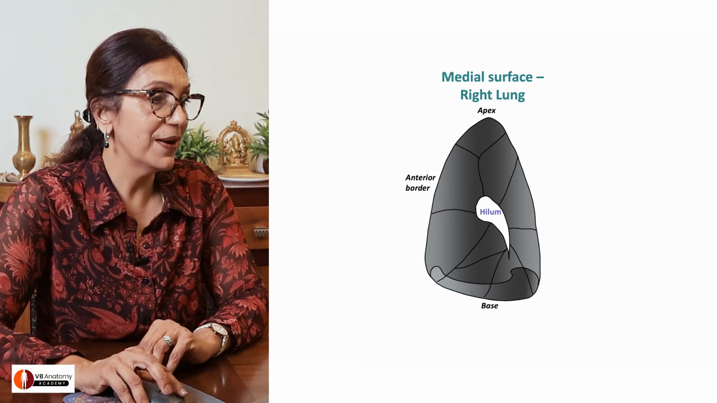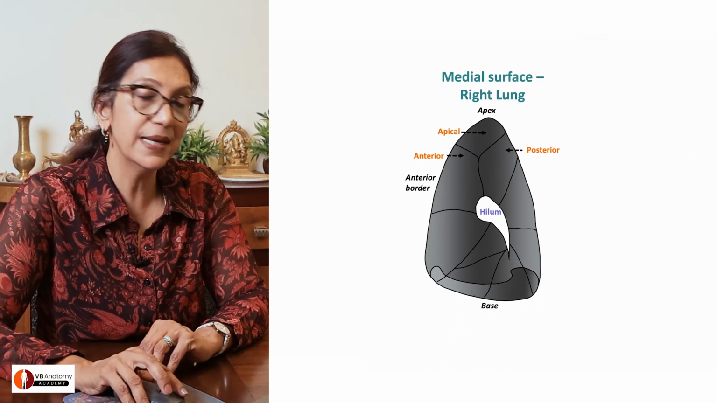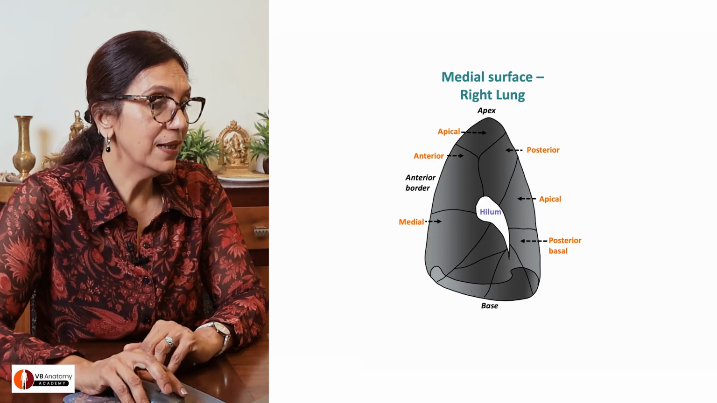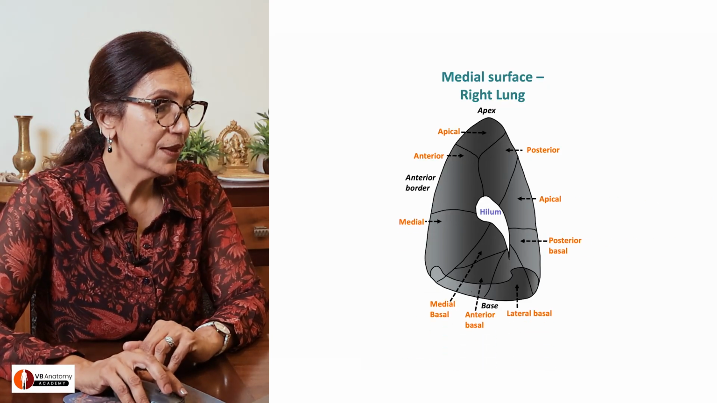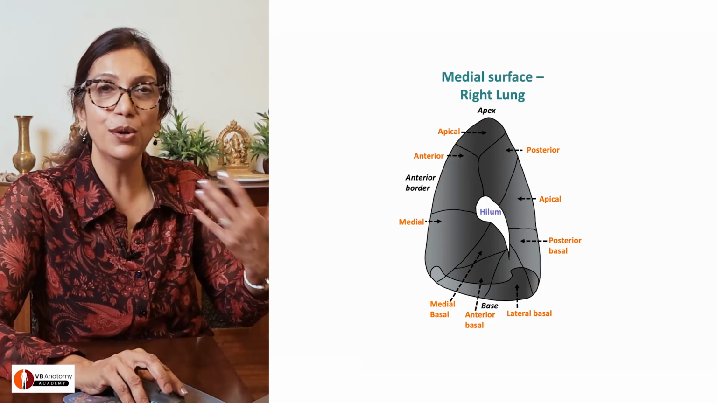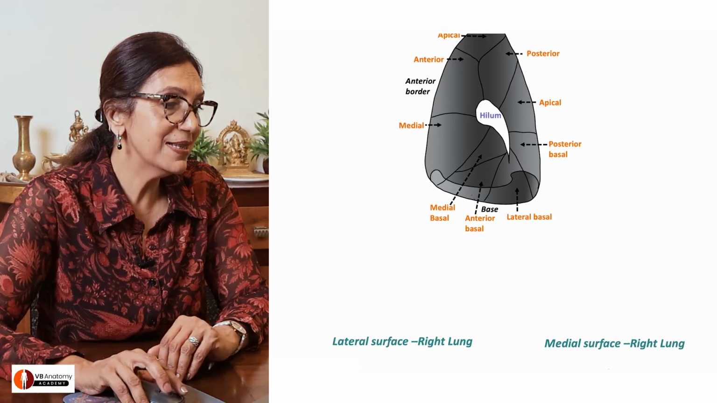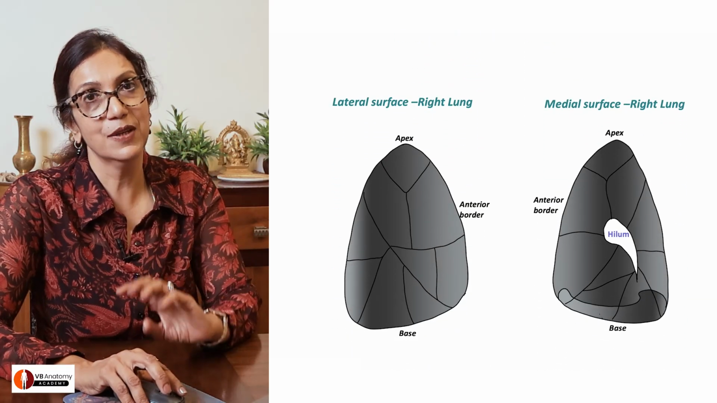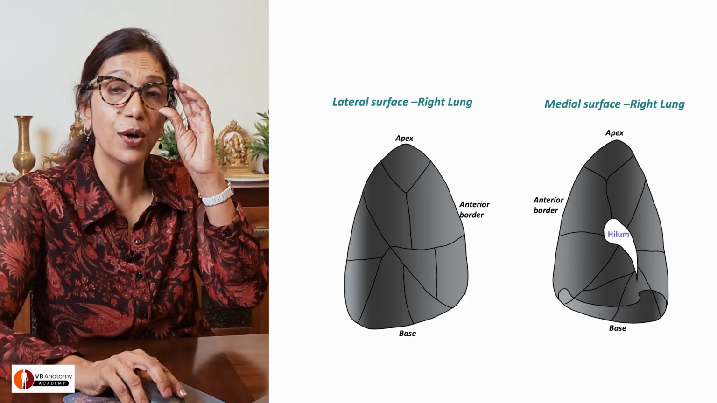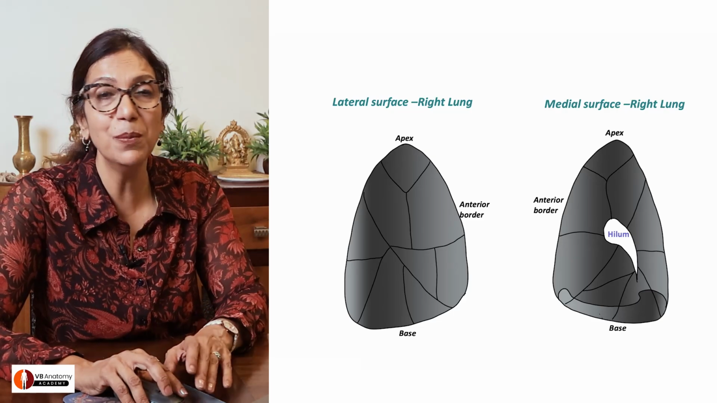Medial surface of the right lung shows apical, anterior and posterior segments. Medial, apical, posterior basal, lateral, anterior basal and medial basal. Now this is a lot of repetition for me. My suggestion is draw this with me. This is so simple and so beautiful. If you draw it, if I keep on reading out, it's so boring.